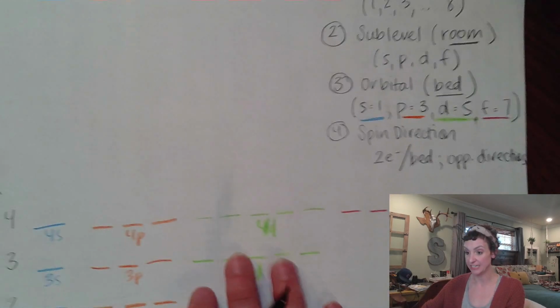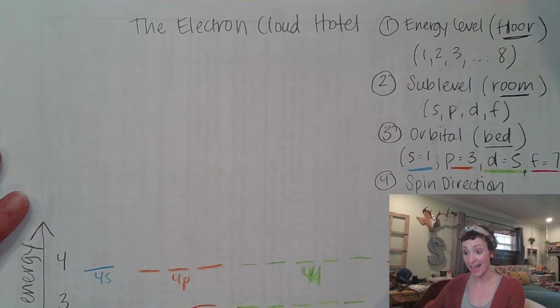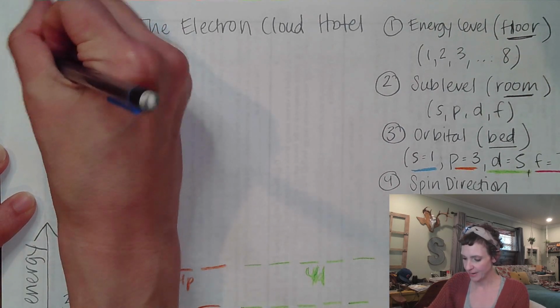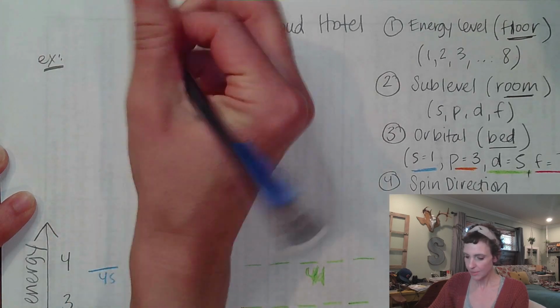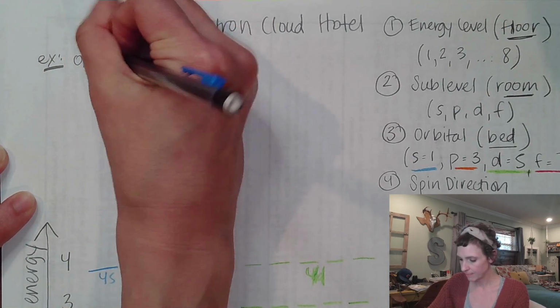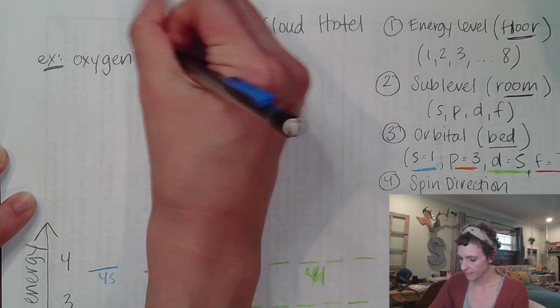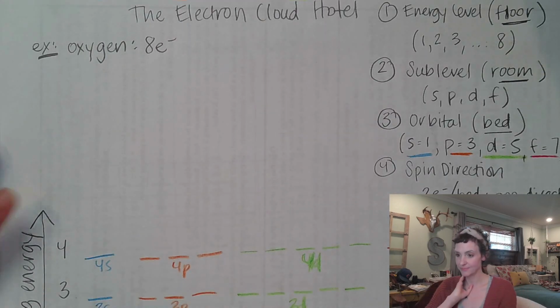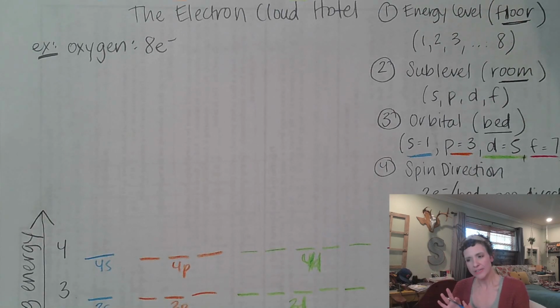So let's pretend we're dealing with a neutral atom of oxygen. So we're going to write up here, example, we have oxygen, 8 electrons.